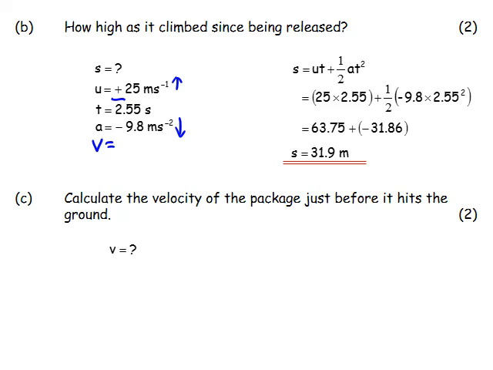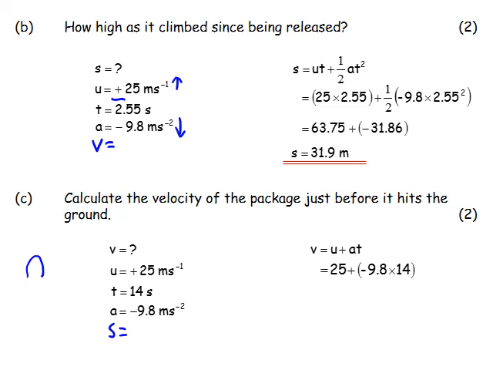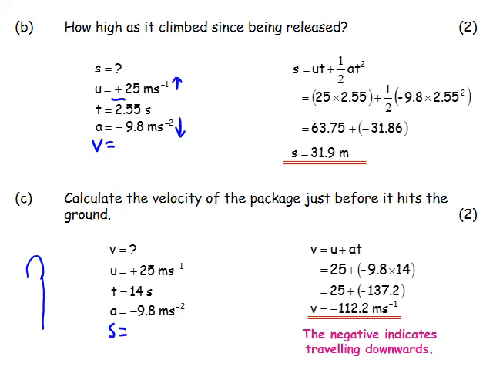We're then asked to work out what is the velocity of the package just before it hits the ground. Okay, so we write out our quantities down the side. I would write s there too. And we've got our v equals u plus at. So we've got 25 plus upwards, minus 9.8 downwards. And it's falling for 14 seconds now, because remember the parcel was going up for 2.5 seconds and then it was going down for 14 seconds. The negative in our answer here just indicates that compared to the initial velocity upwards, it's traveling downwards.